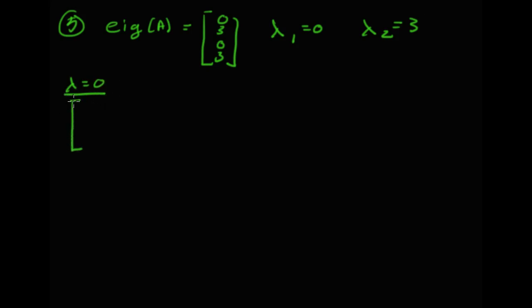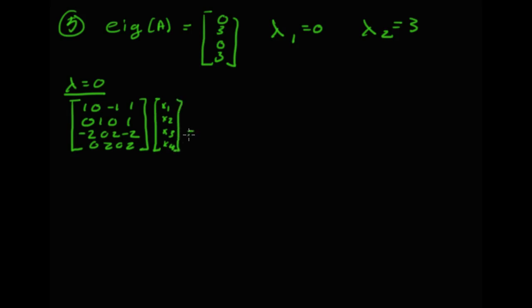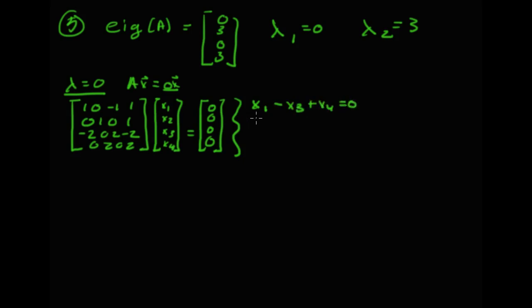If I do that, then I have a situation where this matrix [1, 0, -1, 1; 0, 1, 0, 1; -2, 0, 2, -2; 0, 2, 0, 2] times this x vector, x1, x2, x3, x4, is going to give us back the 0 vector. Why do I know this? Because if this is an eigenvalue, then Ax should be 0x, and 0x is the 0 vector. So this basically tells me that x1 minus x3 plus x4 is 0, x2 plus x4 is 0, negative 2x1 plus 2x3 minus 2x4 is 0, and 2x2 plus 2x4 is 0.